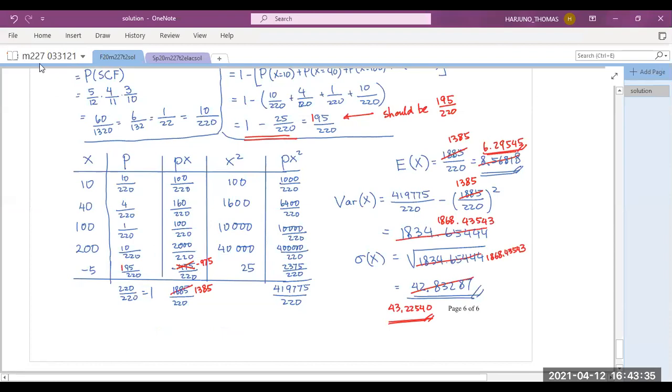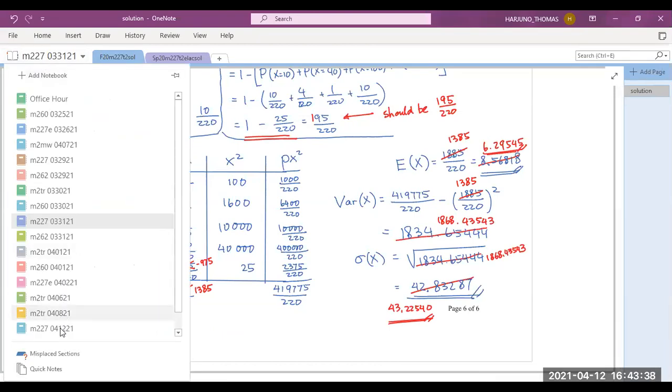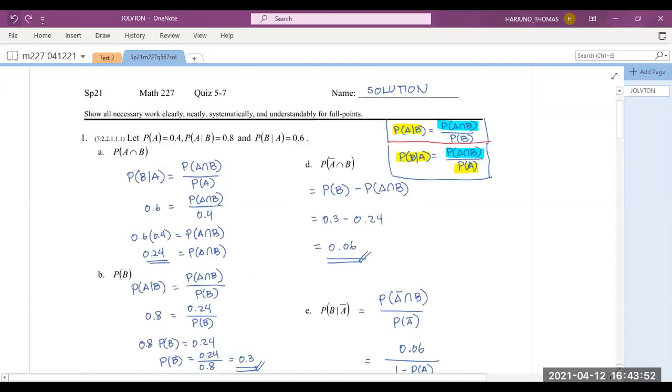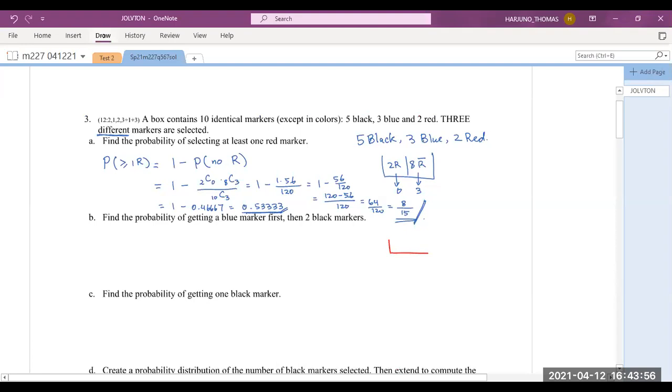Okay, so I'm done fixing that part. Let's come back to our class here. So that's the probability of getting at least one red. Part B, what is the probability of getting blue markers first and then two black? So wrong color, I want that in blue.